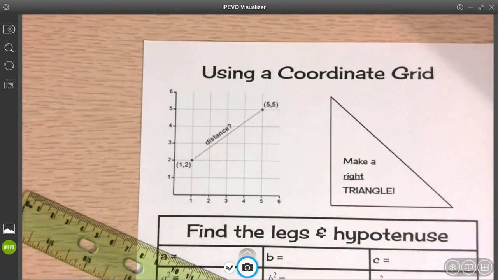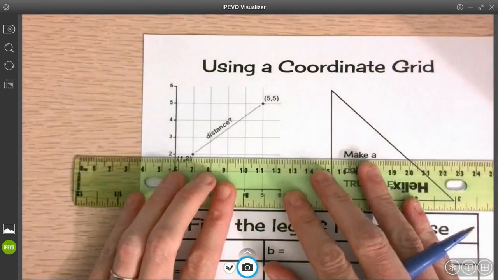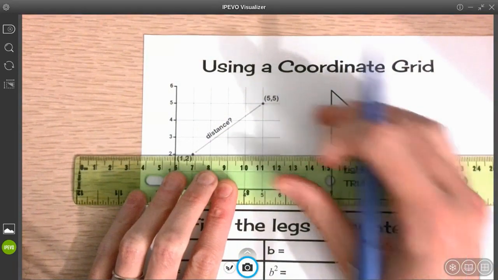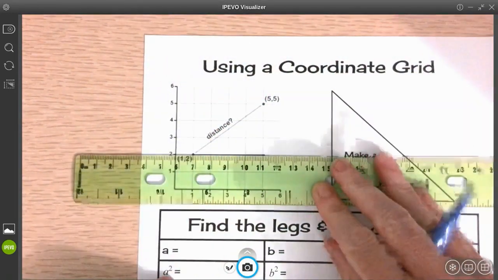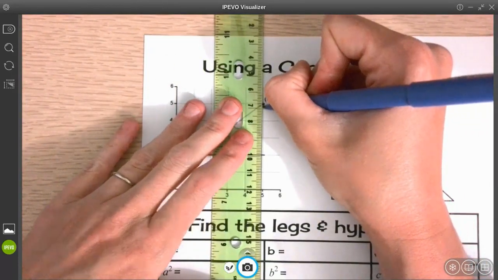So here I got out a ruler because I may not have a fancy calculator at home, but by gosh, I have a straight edge. And without a ruler, my lines are a mess. So I'm going to turn this line into the hypotenuse of a right triangle. So there's one leg. And here's the other leg.